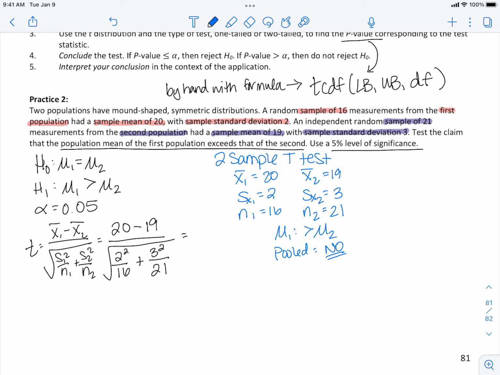So go ahead, choose whichever way you prefer, the formula or the calculator, and I want you to find the t-test statistic and your p-value.